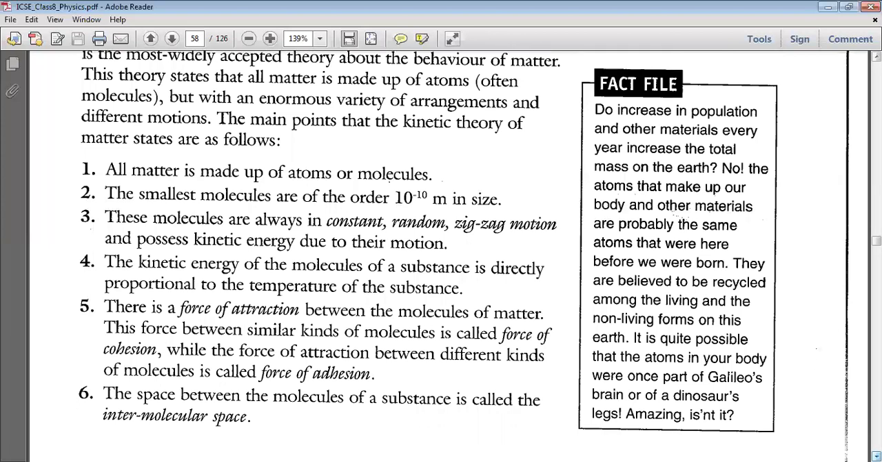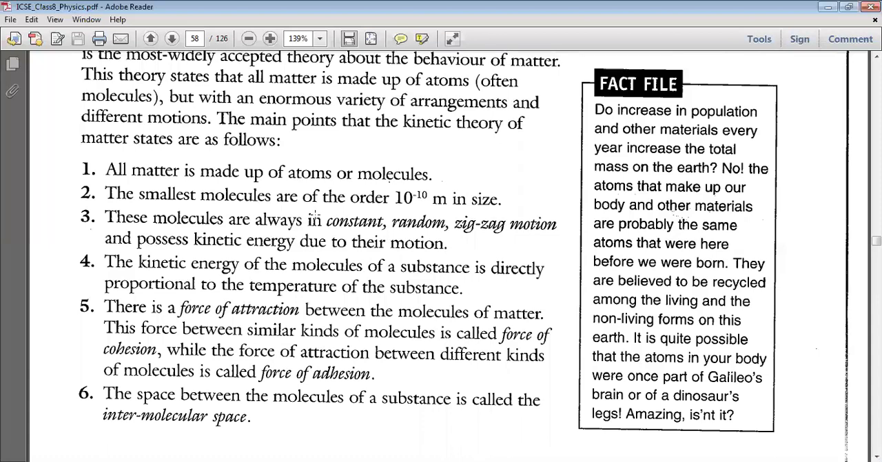That is, all matter is actually made up of atoms or molecules. The smallest molecules are of the order of about 10 to the power minus 10 meter in size, and these molecules are constantly moving. They're in constant random zigzag motion, and they possess kinetic energy due to their motion, right?